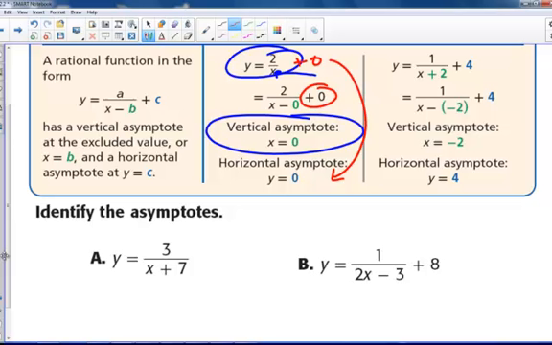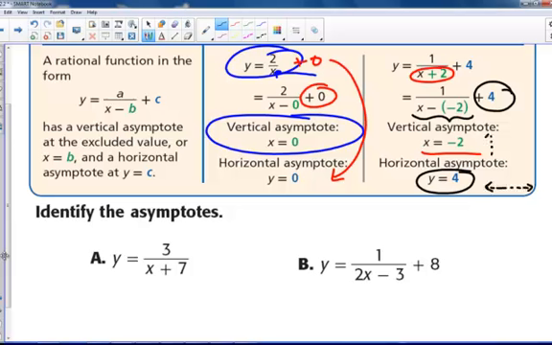In this next one right here, my vertical asymptote is right here. X cannot equal -2. If it did, the denominator would equal 0. My horizontal asymptote is this number right here. Y will never equal 4 because this part will never equal 0. So that is my horizontal at 4, my vertical at -2.